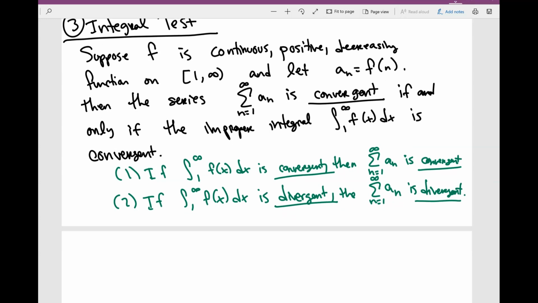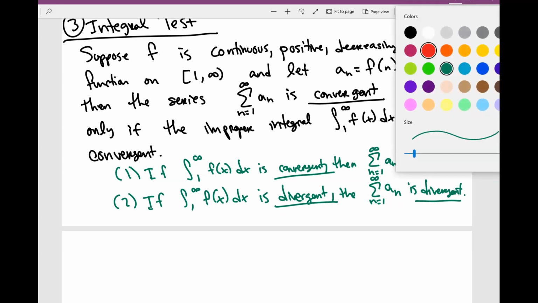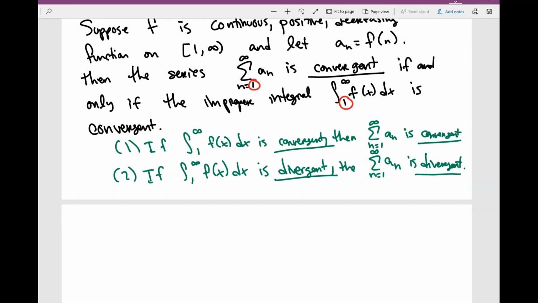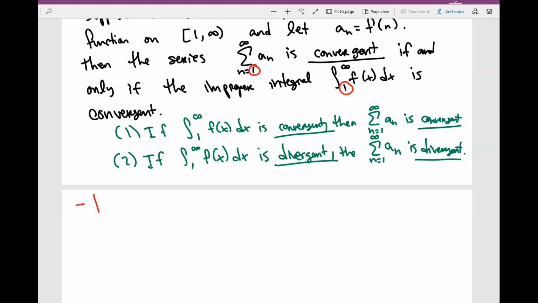Okay, now also just a quick little note: even though I have a 1 here, that doesn't necessarily mean that it has to be a 1. It does not need to be a 1. It doesn't need to start at 1. It can start at 5. It doesn't really matter. Okay, so that's basically what it says.